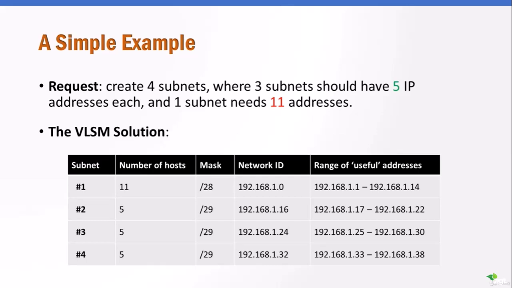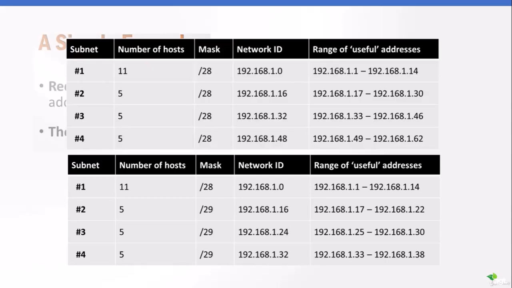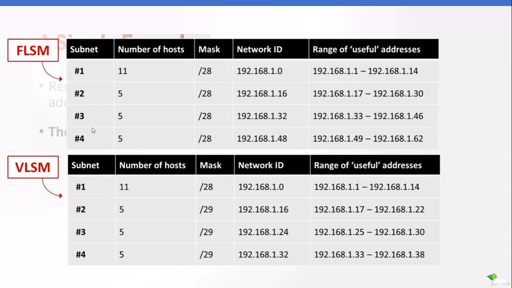Let's compare our VLSM result with the FLSM result. This is FLSM and this is VLSM. When you look at the last IP address we used in the fourth subnet for FLSM, it was 192.168.1.62. And the last IP address in the fourth subnet when we used VLSM was 192.168.1.38. So this shows you how many IP addresses we actually saved only by using the VLSM technique.